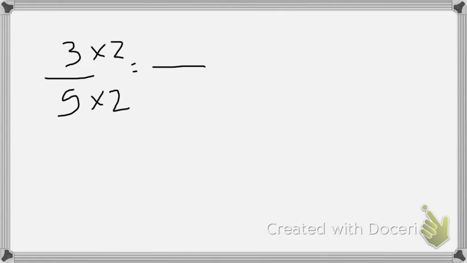Now, when we change a fraction to a decimal, if possible, we want to change the denominator to a 10. So I can make 5 into a 10 by multiplying it times 2. And I have to do that to the numerator as well. So now I have 6 tenths, which equals 0.6, 6 tenths.